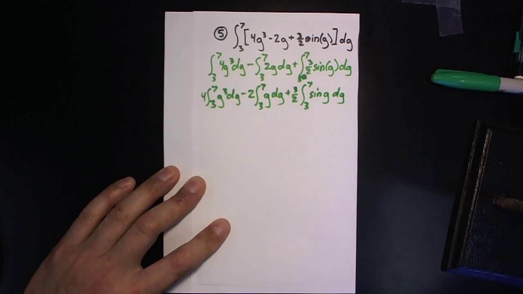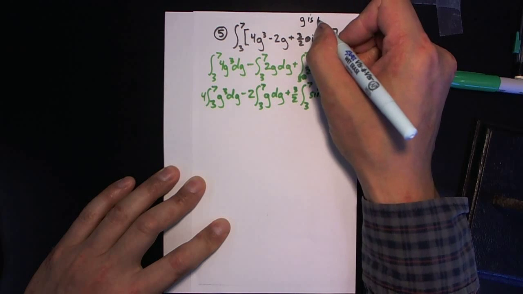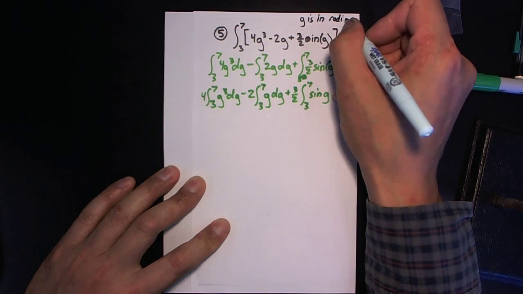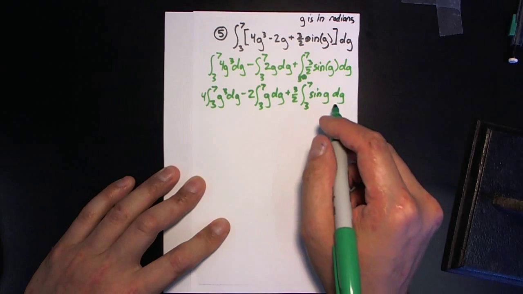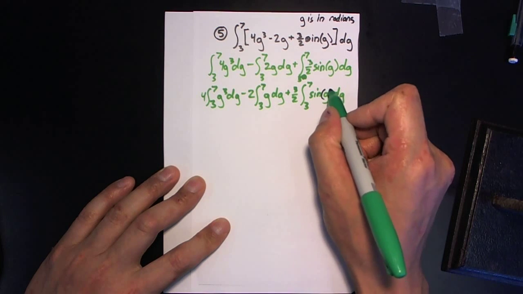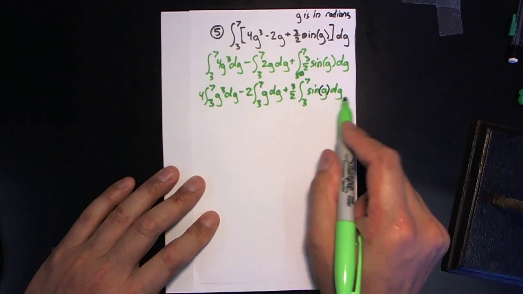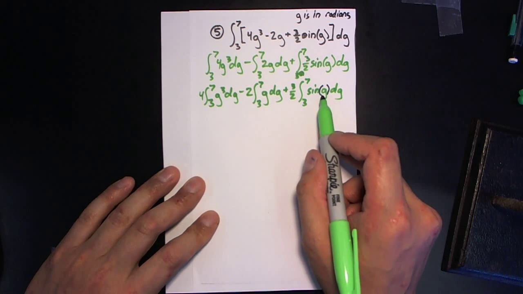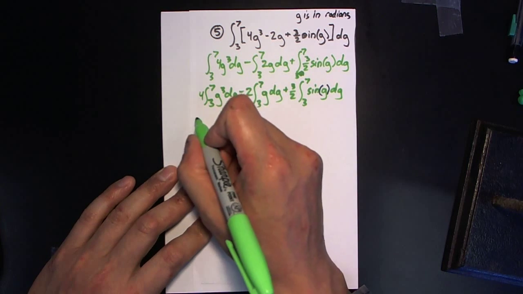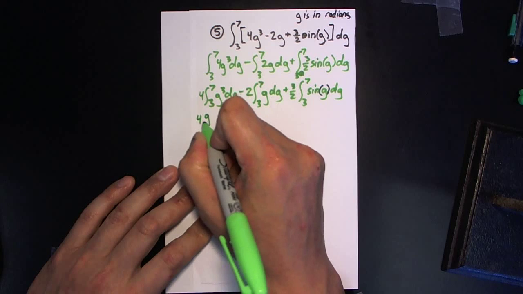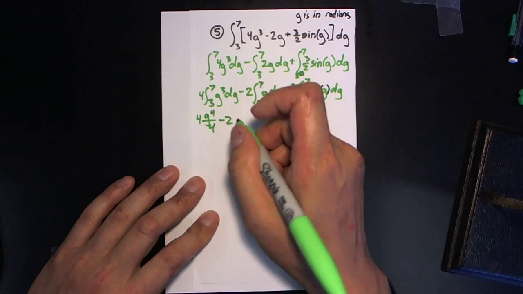One thing I also forgot to include in the problem statement here is that g is in radians, because there's a big difference between 7 degrees and 7 radians. You can keep the parentheses around the g here or drop them if you want. It really does not matter. Somehow I grabbed the dark green pen instead of the light green pen. Anyway, the integral of g cubed is just g to the 4th over 4. The integral of g is g squared over 2.